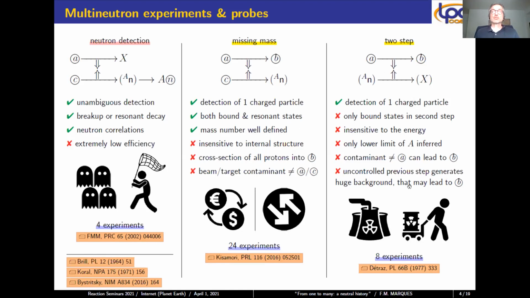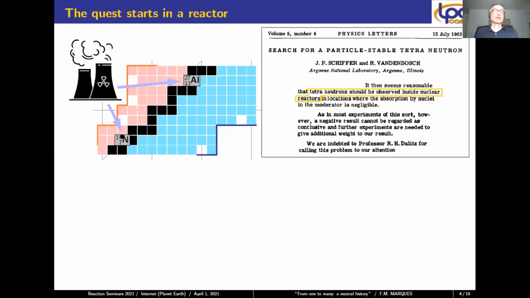I will start with the two-step reaction first, because there are only 8 experiments. This is the first paper I found, in 1963. They exposed nitrogen and aluminum samples in a nuclear reactor. And this is from the introduction of the paper.